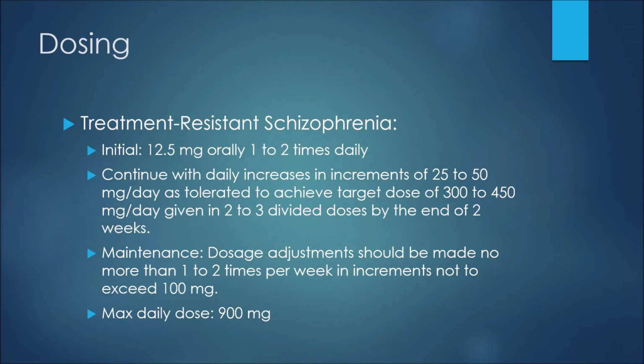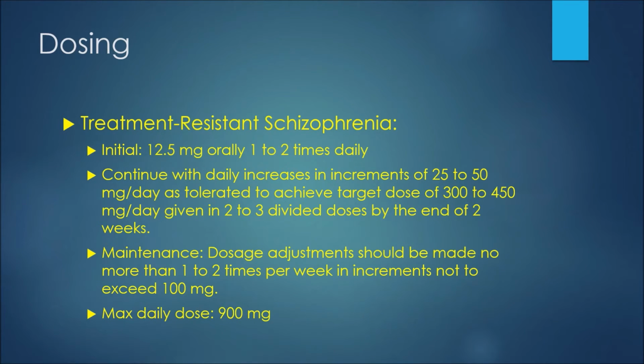Now, for dosing with Clozapine in treatment-resistant schizophrenia, we may see an initial dose of 12.5 milligrams orally, 1 to 2 times daily. You would then continue with daily increases in increments of 25 to 50 milligrams per day, as tolerated, to achieve a target dose of 300 to 450 milligrams per day, given in 2 to 3 divided doses, and you would try to achieve this by the end of 2 weeks.